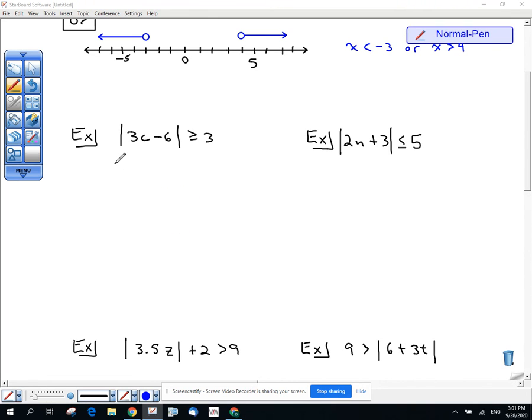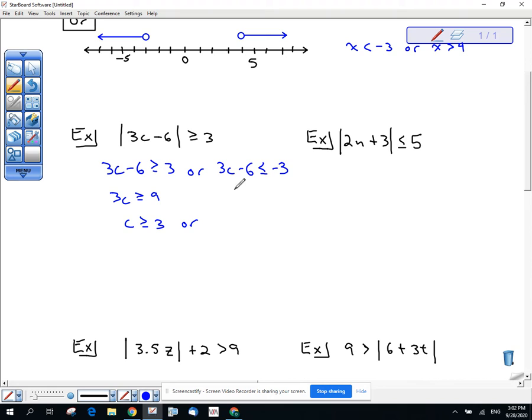And here's the thing. Either 3c minus 6 is greater than or equal to 3, like you saw on the right part of that number line, or 3c minus 6 is less than or equal to -3, like you saw on the left part of that number line. Okay? And then we'll just solve this like you learned earlier in the chapter. Add 6 to both sides. Divide by 3. 9 divided by 3 is 3. By the way, if you divide by a negative or you multiply by a negative, you still need to switch the sign. But we didn't here.